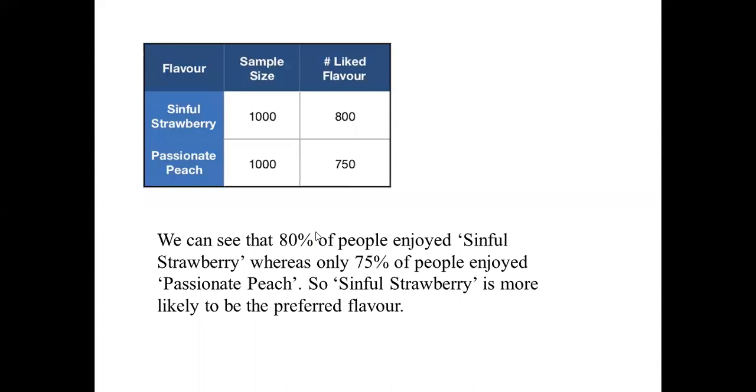Let us go for an example. This is sales data. There are two flavors of ice cream: sinful strawberry and passionate peach. In order to take the survey, the company sold its product to 1,000 people, 1,000 sample sites, in some remote areas. Consider that at some point strawberry was sold, and at some point peach was sold. Then feedback was taken on how many people like each flavor. As per this diagram, strawberry is liked by 800 people and peach is liked by 750 people.